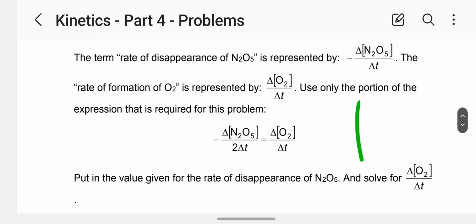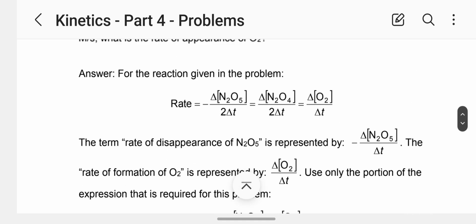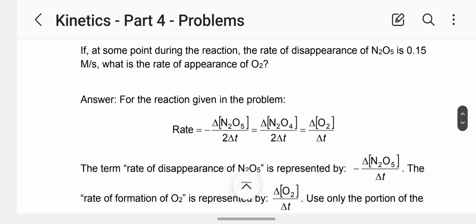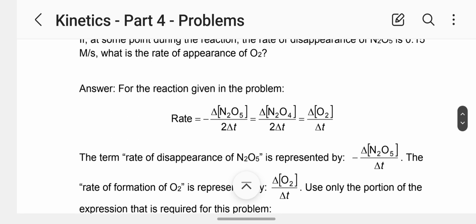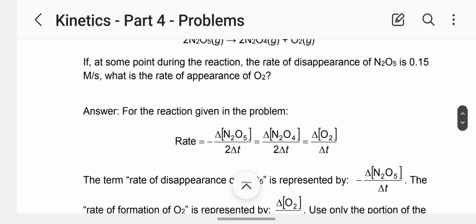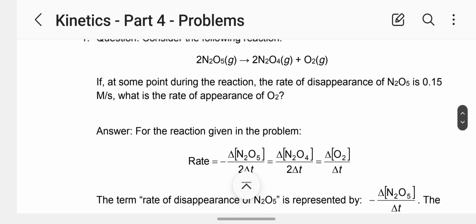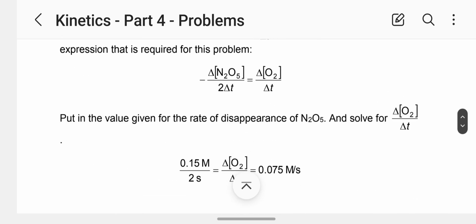For solving the question, we are asked for the rate of disappearance of dinitrogen pentoxide. Alright, then the rate of appearance of oxygen has been asked in this process. So we have to mention the expression that is only concerning the problem. Alright, so moving towards our solution, that is minus change in concentration of N2O5 divided by 2 del T, which equals change in concentration of oxygen divided by del T.